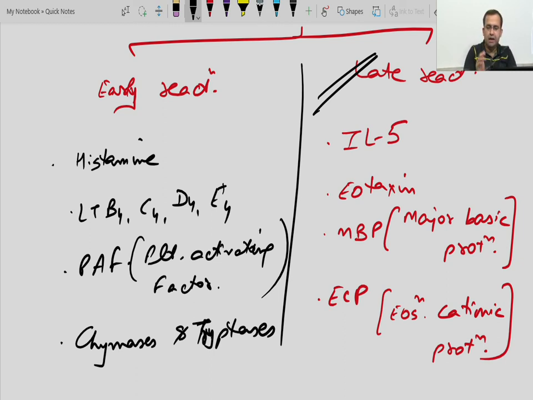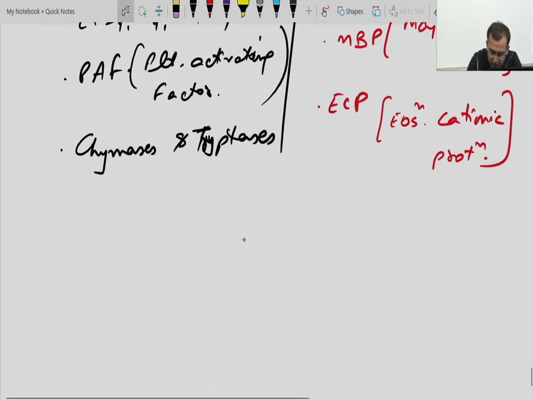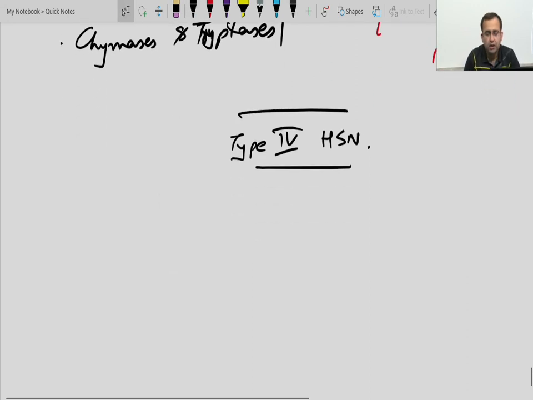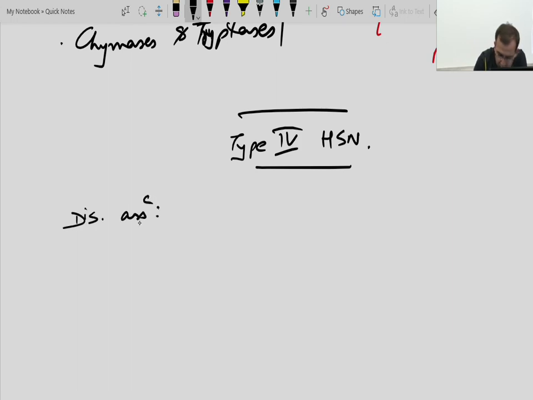Next, type 2 antibody mediated, type 3 antigen antibody immune complex. Let us not get into those. This gets us to the last one, that is type 4 hypersensitivity. The diseases associated are type 1 diabetes.